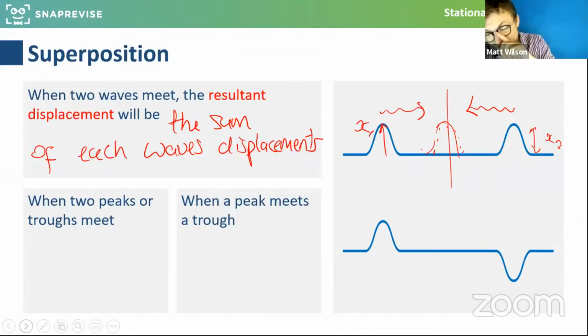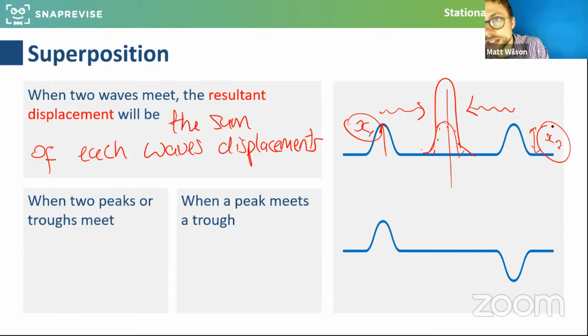Okay, so when these 2 waves meet in the middle, they're going to make one bigger wave, and the wave's displacement is going to be given by adding this displacement to this one. So we're going to have x1 plus x2 here. Okay, no worries.